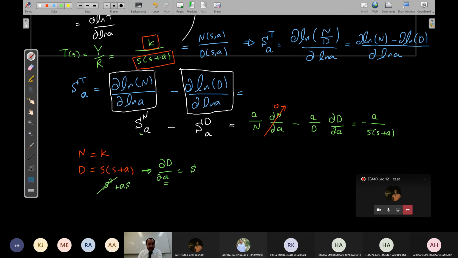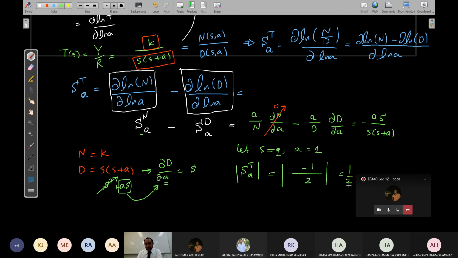So this one is zero because there's no A inside it. I'm differentiating with respect to A, not with respect to S. So here, what should I put? S. So if I need to calculate the value, I need to specify the S and the nominal value for the A. Let's assume S equals one and A equals one for simplicity. So calculate the sensitivity as an absolute value in this case, it will be minus 1 over 2, I think.